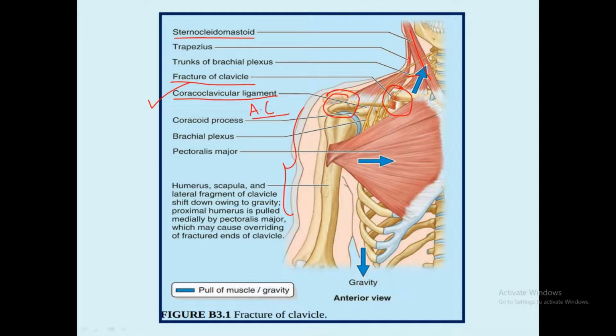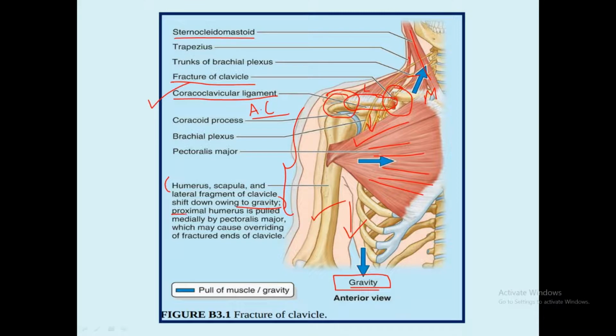Now the lateral fragment of the clavicle is pulled medially by the adductor muscles of the arm, such as the pectoralis major. And the humerus, scapula, and the lateral fragment of the clavicle will shift down owing to gravity. This is the lateral fragment, and this is the medial fragment. Everything, the humerus, scapula, and the lateral fragment of the clavicle, is pulled downwards due to gravity.